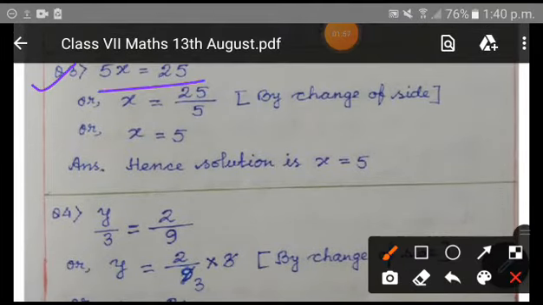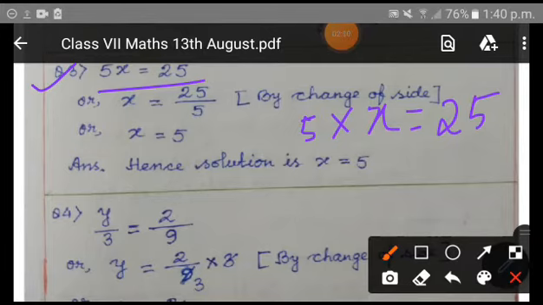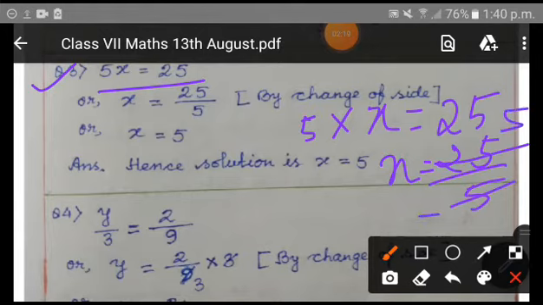Question 3. 5x equals 25. Now, 5x means 5 into x is equal to 25. So here x will be equal to 25 by 5. Now, 5 will get cancelled. 5 fives are 25. Therefore, you will get x equals 5. Why? Because this 5 is going down in the denominator, 25 by 5 it is becoming, okay? That's why.